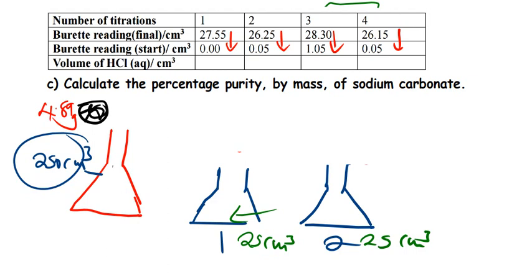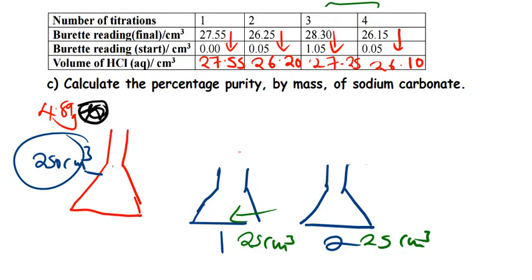Let's start with the first one. 27.55 minus 0 remains 27.55. 26.25 minus 0.05 is 26.20. 28.30 minus 1.05 gives us 27.25. And finally, 26.15 minus 0.05 gives us 26.10.